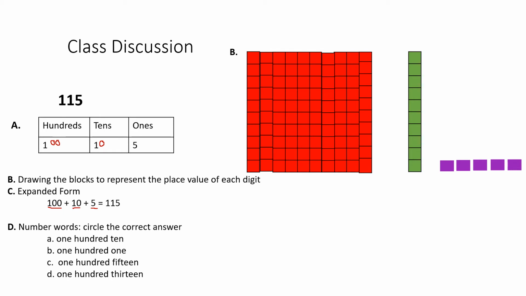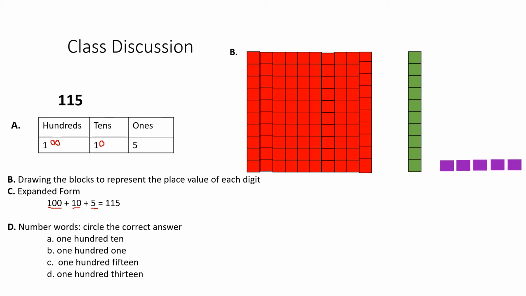So a way to do this to make it easier for you guys is to just think of it like this. 100 plus 10 plus 5. Okay, so how much is 10 plus 5? 10 plus 5 is 15. And 100 plus 15? 115.